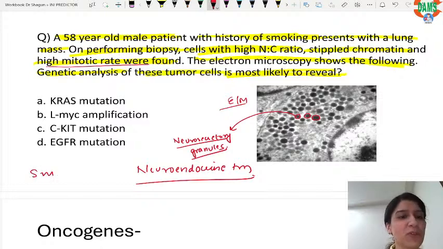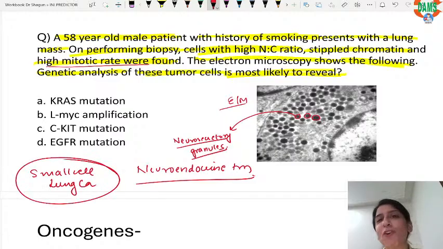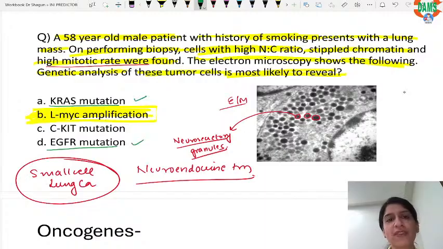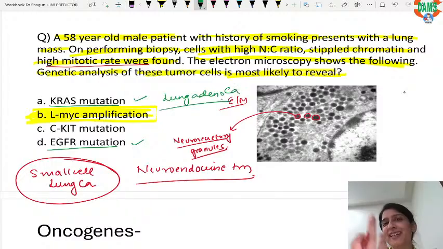Yes, I am dealing with a small cell lung carcinoma here, and we all know that small cell lung carcinoma shows L-MYC amplification. Yes, absolutely correct, my correct answer is going to be option B. But if I look at the rest, KRAS mutation and EGFR mutation are for lung adenocarcinomas. Now, c-KIT, yes, very important: you know that in gastrointestinal stromal tumor you see c-KIT mutation.